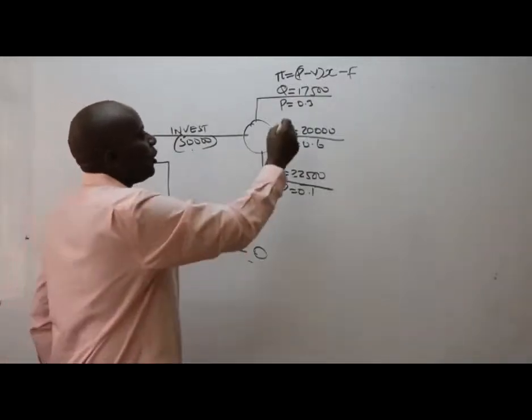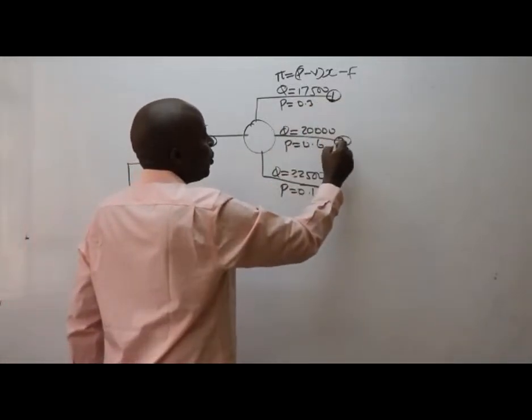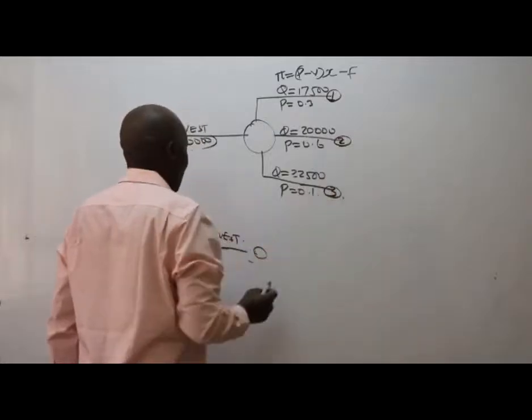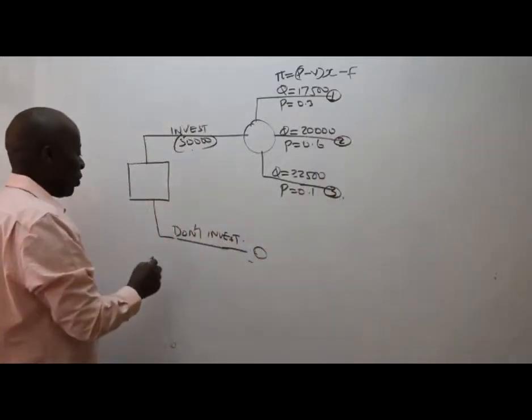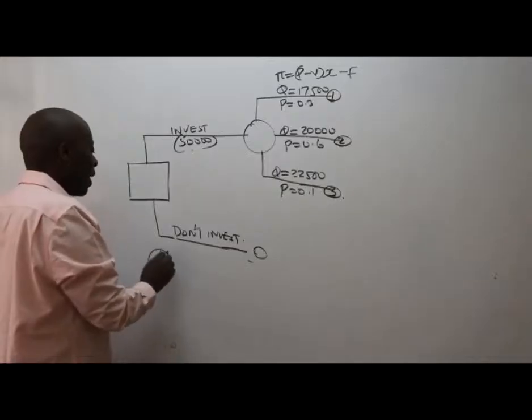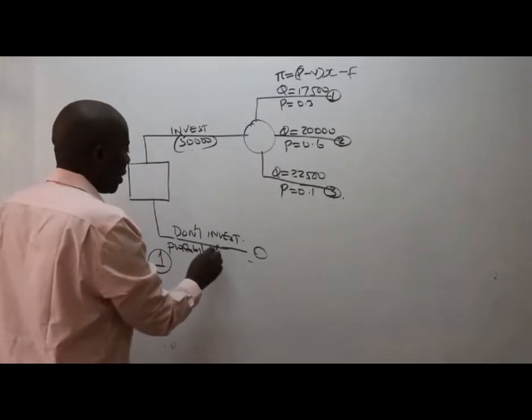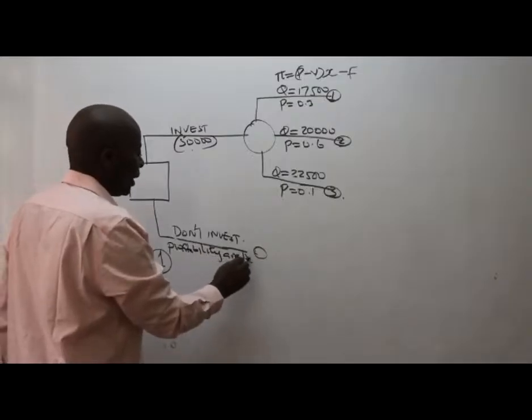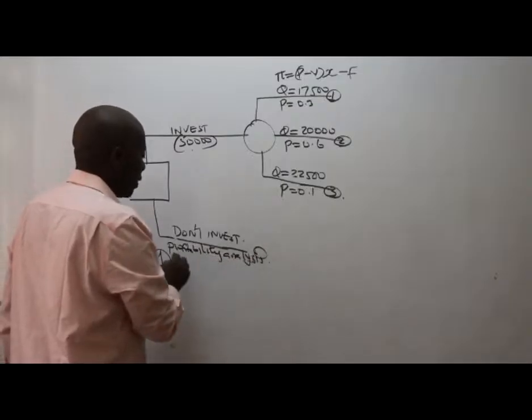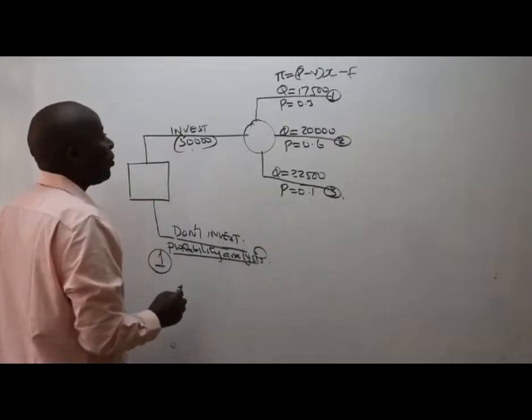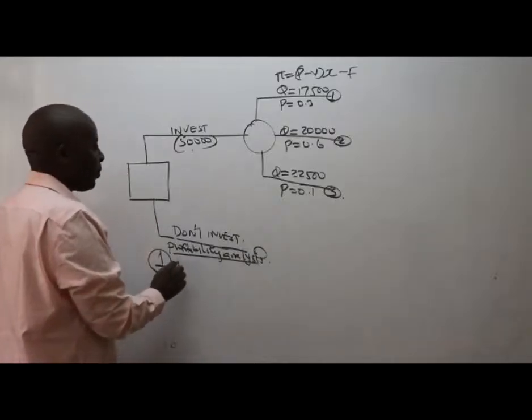So this is branch number 1, this is branch number 2, this is branch number 3. I would want to do my calculations here separately because of my space. So for branch number 1, I'm doing profitability analysis. My profit here will be, the price still remains.